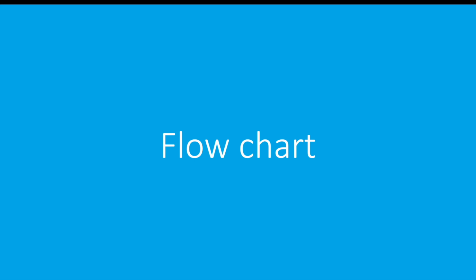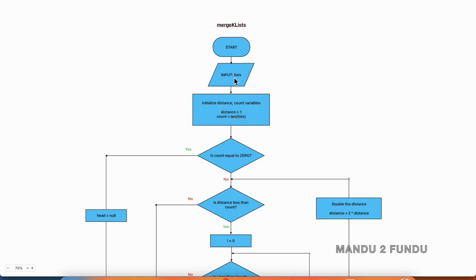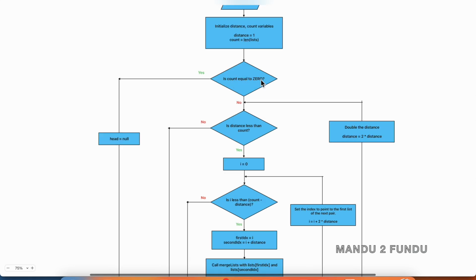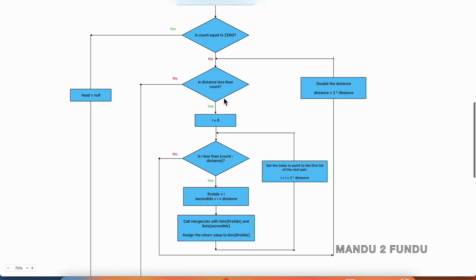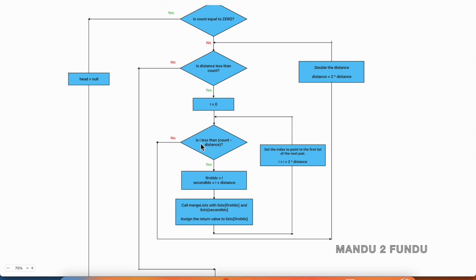Let's look at the flowchart. The input for this procedure is an array of lists. First we initialize the distance to 1 and initialize the count variable with the number of elements in the given array. First we check whether the count is equal to 0. In that case, the output will be an empty linked list. Otherwise, we check whether the distance is less than the count. If it is true, then we initialize index I to 0.